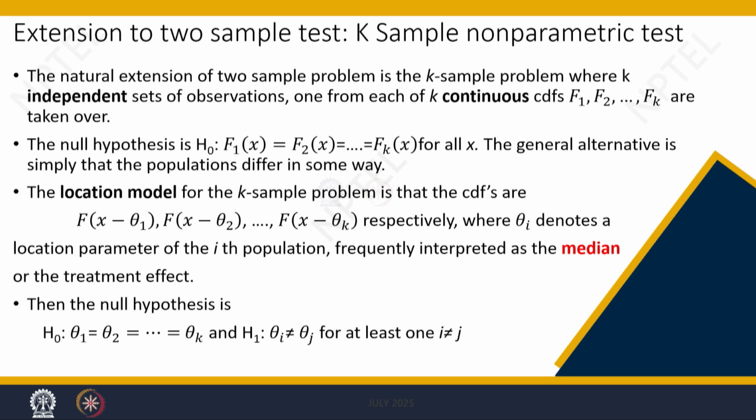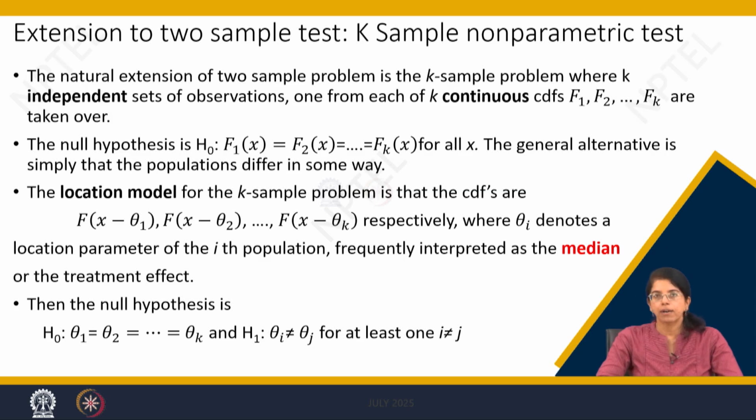The natural extension of the two sample problem is the k sample problem, where k independent sets of observations, one from each of the k continuous CDFs F1, F2, Fk, are taken. So, two points to be remembered. One is that the populations under our study are independent, and the second is that all of the populations are assumed to be continuous. The null hypothesis is F1(x) = F2(x) = Fk(x), and the general alternative is simply that the populations differ in some way.